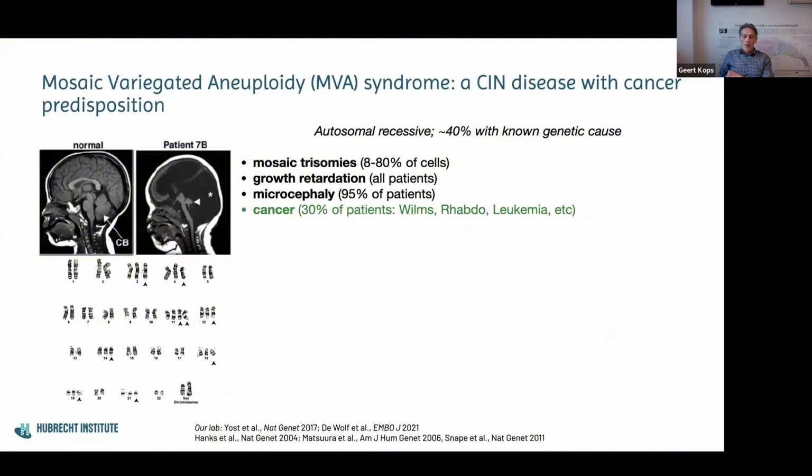So far, what I've told you is that there's a strong association of chromosomal copy number alterations in cancer and of chromosomal instability, so the dynamics of the missegregation of chromosomes in cancer.